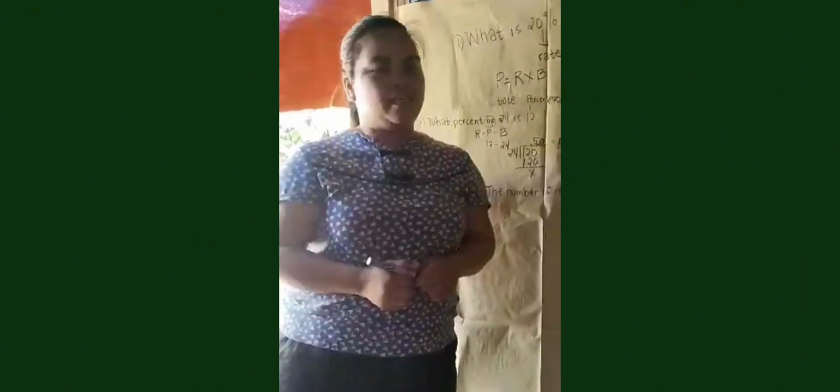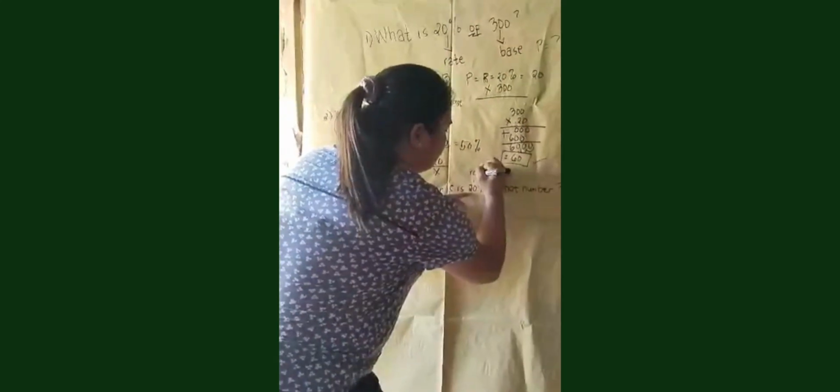So again, the step 1 is find the missing term. So of course, wala naman tayo nakita din na percent sign, this is the rate. So the number 15 is the, since naa man siya is na word, so here is the percentage.